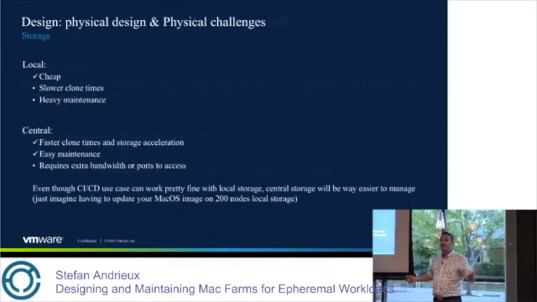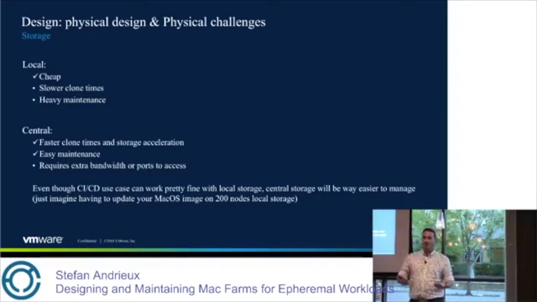So the first part of the design, I really sliced the design into the different cores of what is virtualization. We're going to go over storage, we're going to go over compute, and we're going to go over networking. No surprise in there. So on the storage, we have two options: local storage, central storage. We kind of know the caveats and advantages of both.